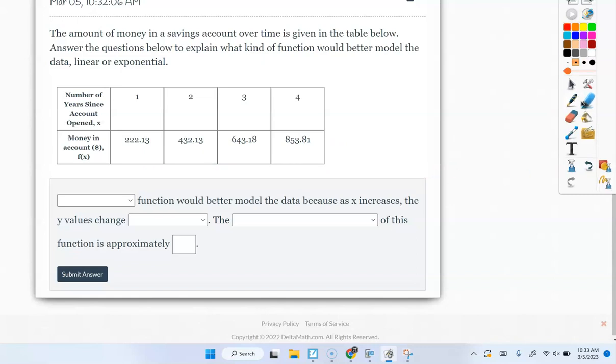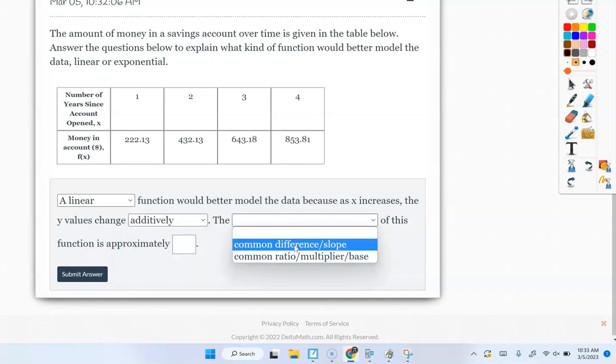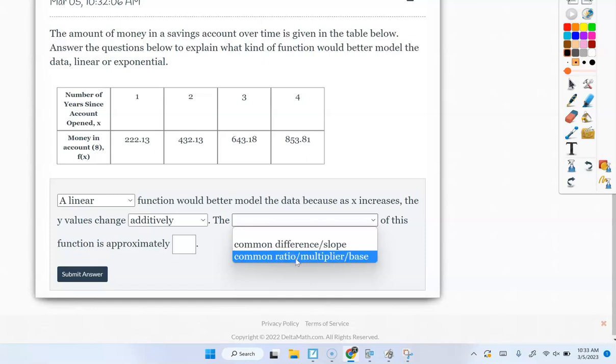So I'm going to go with linear. I'm going to say a linear function would better model the data because as x increases by 1, the y values change additively, meaning we're pretty much adding a very similar amount each time. The common difference, right, a ratio is a multiplier, but the common difference of this function is approximately 210. We had 210, 211, 210, so we're going to say it's approximately 210.